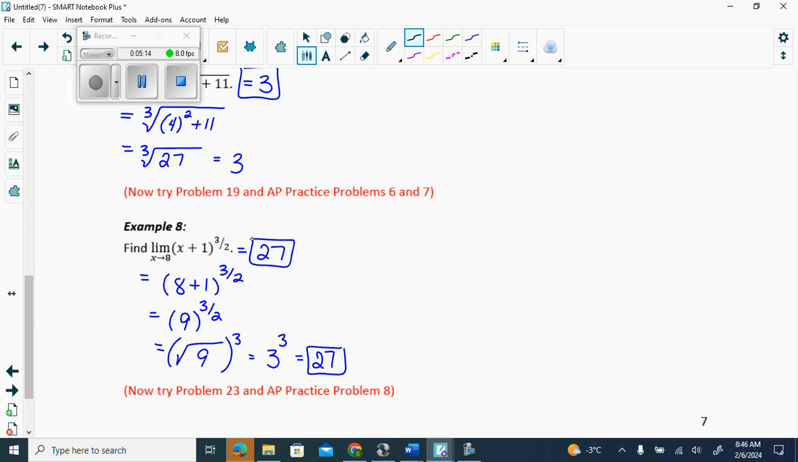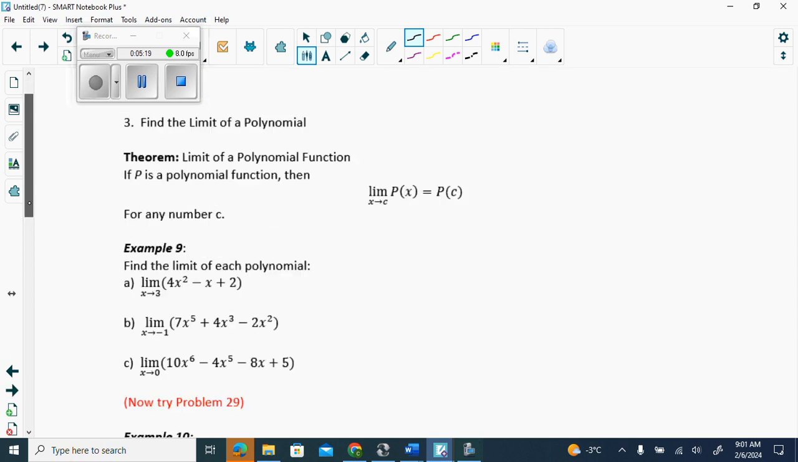So work on these 5. That's 5 questions. So here we are, polynomial functions.